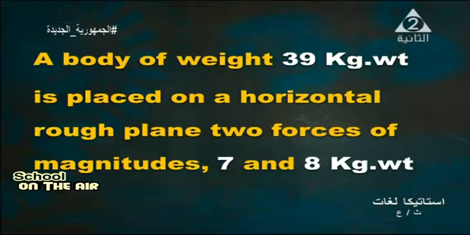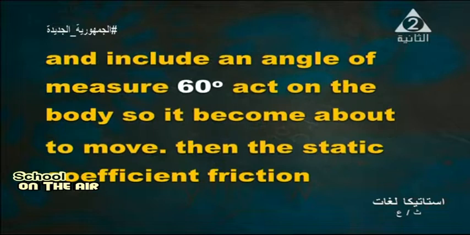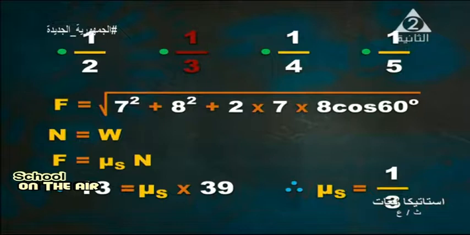A body of weight 39 kilogram weight is placed on a horizontal rough plane. Two forces of magnitude 7 and 8 kilogram weight, including an angle of measure 60 degrees, act on the body, so it becomes about to move. Then the static coefficient of friction, mu, equals what?